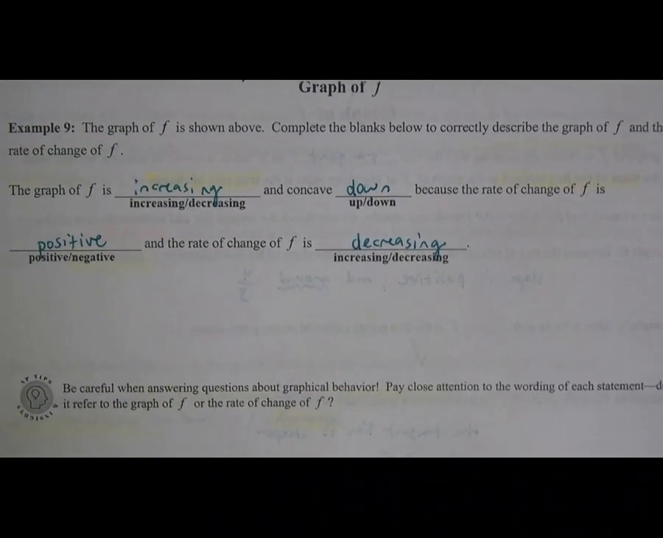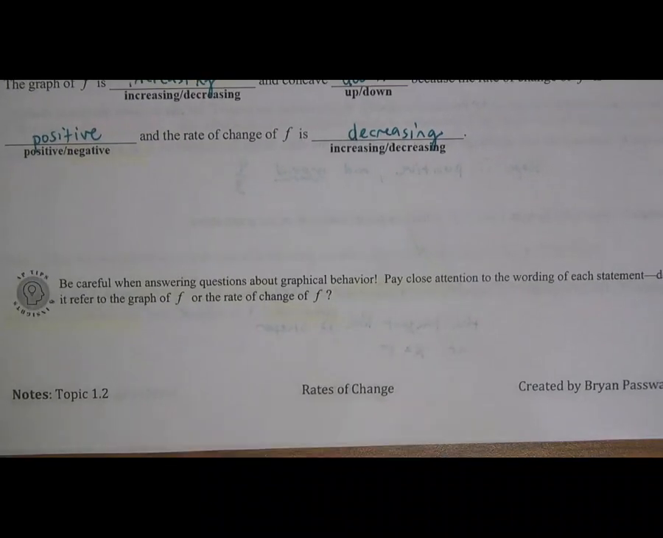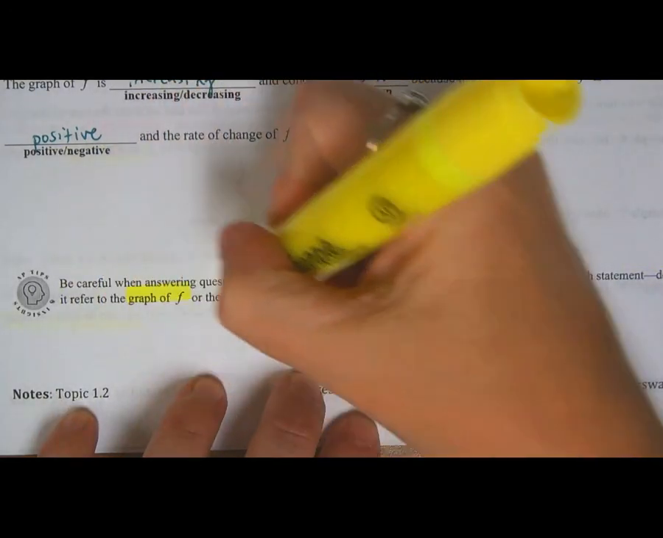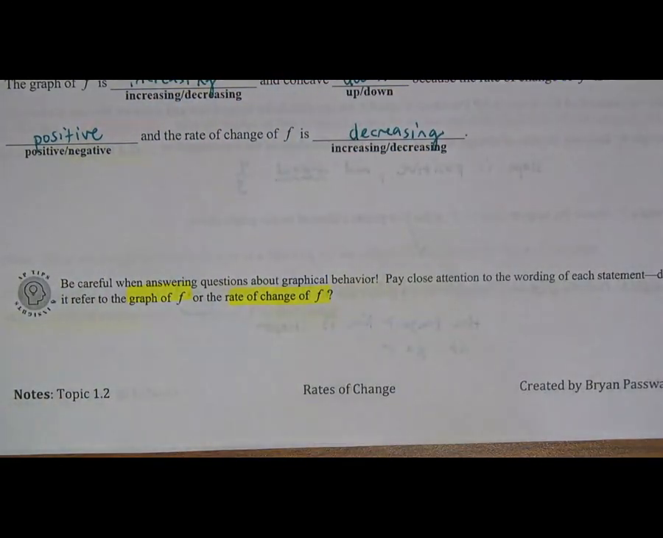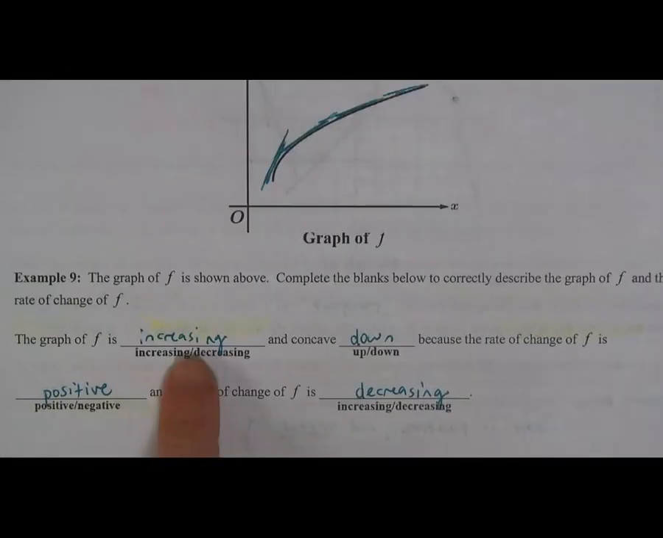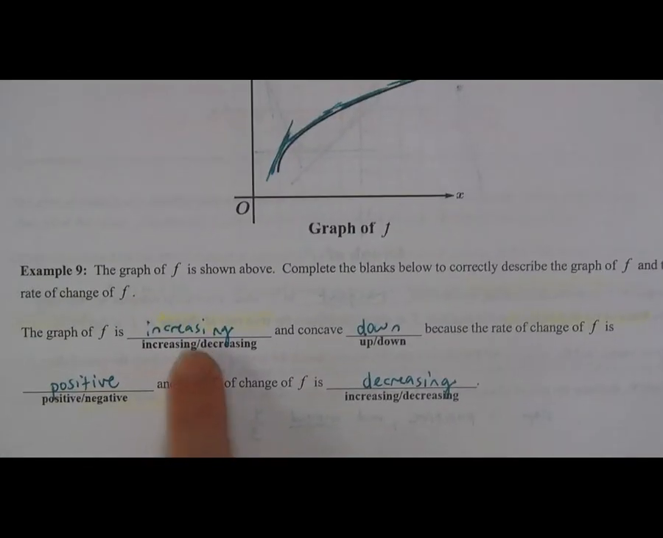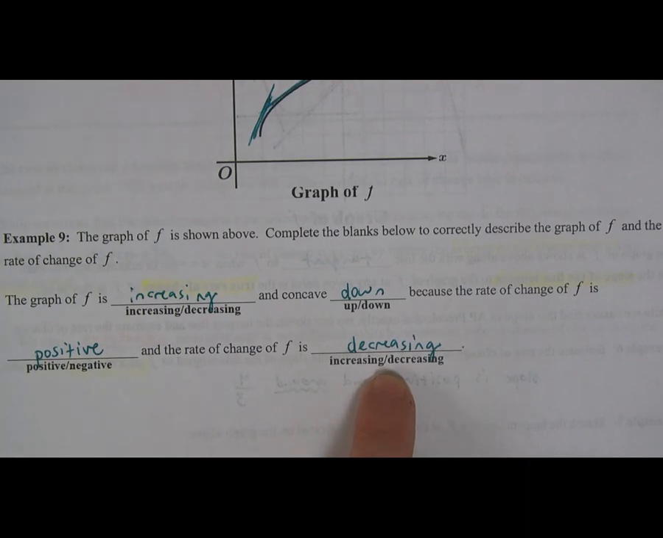That little AP tip down there at the bottom: just be careful when you're answering questions about graphical behavior. Look at the wording. Is it asking about the graph or the rate of change? That's where people get confused. Pay attention to the actual question. Do they want to know if the graph is increasing or decreasing, like this first blank? Or do they want to know if the rate of change is increasing or decreasing, like the last blank? Those can be vastly different.